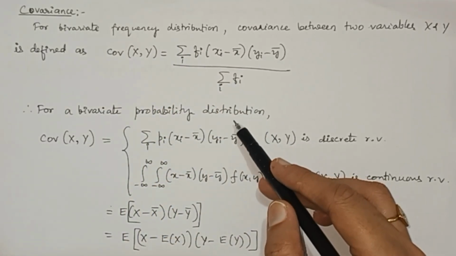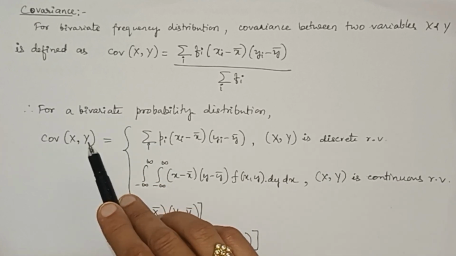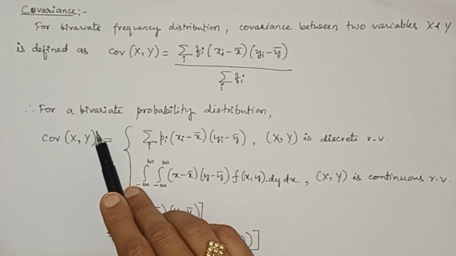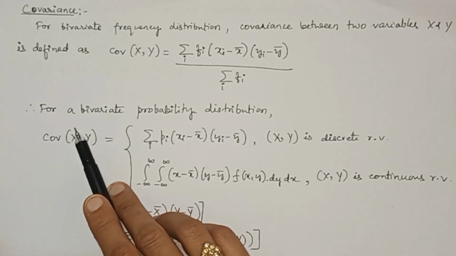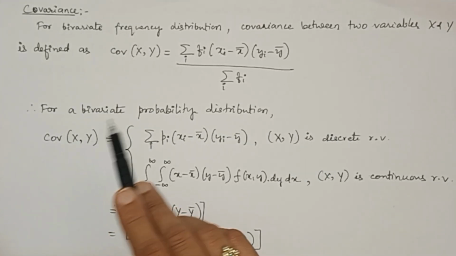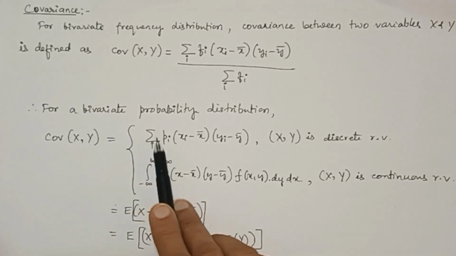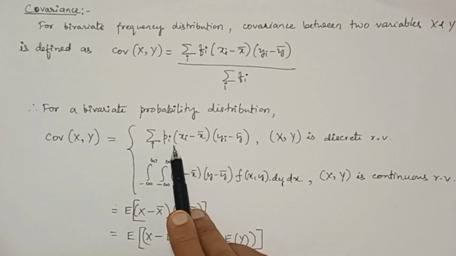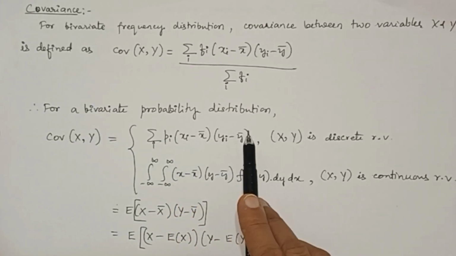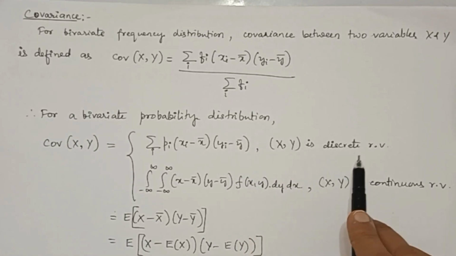Now, in the case of probability distribution, to define covariance between the two variables x and y, here x and y are two random variables, we need to get the relationship between those two random variables. So, in that case, we calculate the covariance as a summation over i of pi into (xi minus x bar) into (yi minus y bar). This is for discrete random variable.